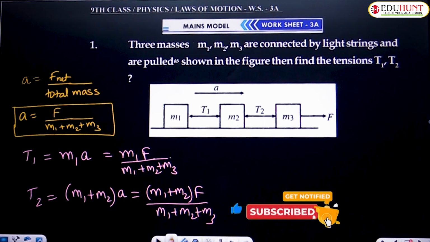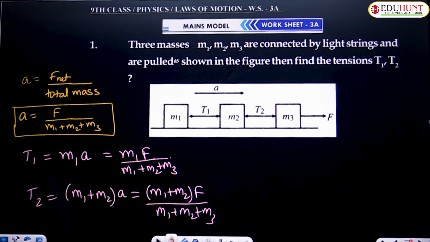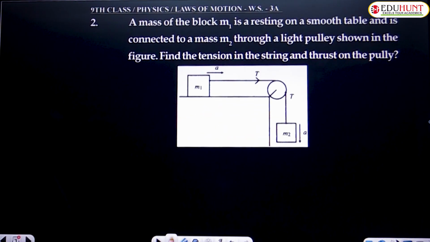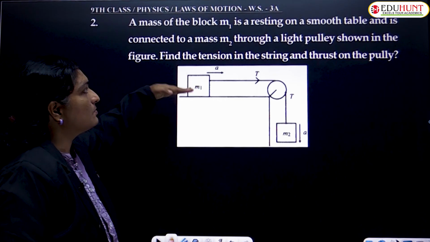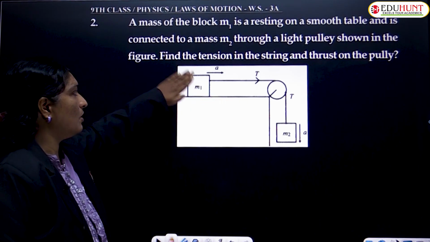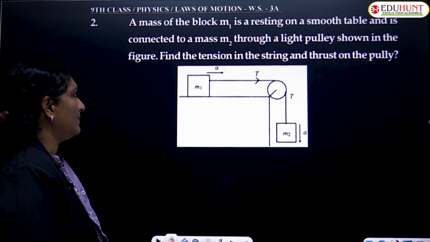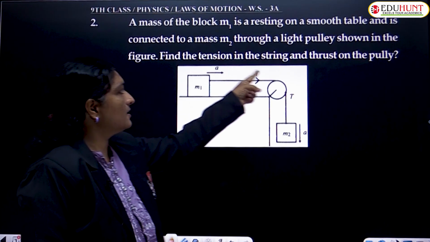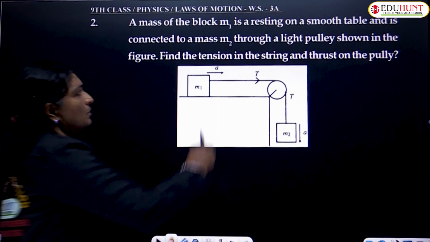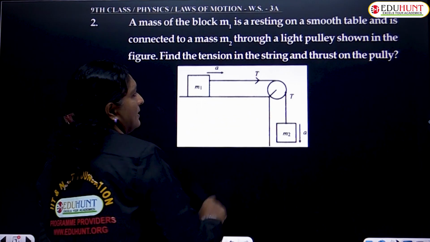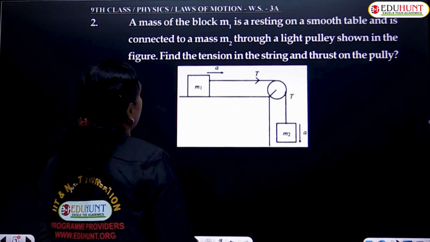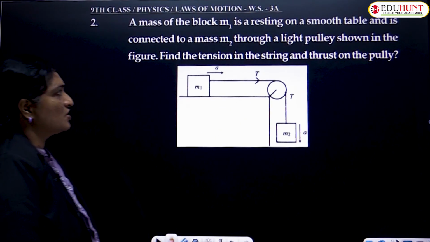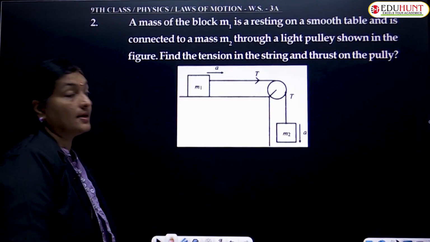Is that okay, children? So now moving to the next question. Second numerical: a block of mass M1 is resting on a smooth table. This is a smooth table on which a block of mass M1 is kept. This is connected to a mass M2 through a light string over a light pulley, as shown in the figure. Find the tension in the string and the thrust on the pulley.